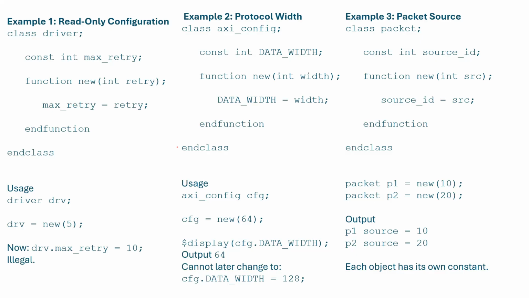See, read-only configuration. That means you can get the output only, right? Read-only configuration means constant int max retry. This int max retry we are assigning in the constructor method. Then we are getting the value, but if you want to assign driver.max retry equal to 10, that is not possible because max retry is a constant variable. Constant property, we can't assign the value directly. Constant properties we can't access directly. Through the constructor method only we can assign the values.